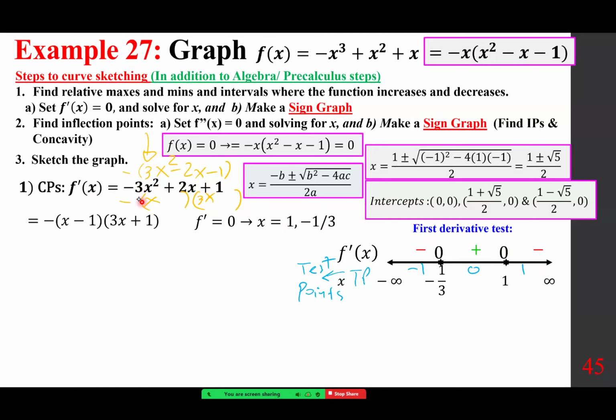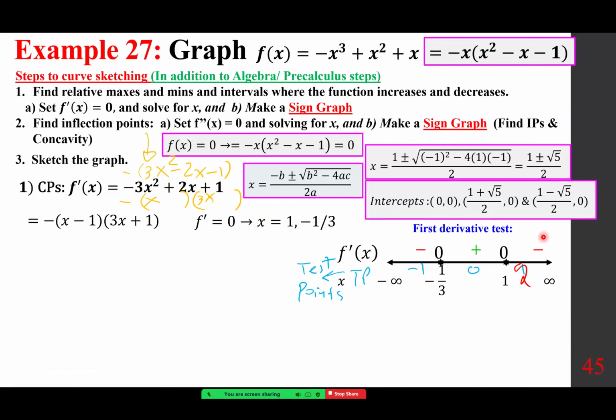If I plug in 1, I get -3 plus 2. Just plug in 2 because it's to the right of 1. To the left was -1, to the right of 1 is 2. That would be the test one. If I plug in 2, I get 4 times -3 is -12, plus 4 plus 1, that means +5. -12 plus 5 is -7, makes it negative.